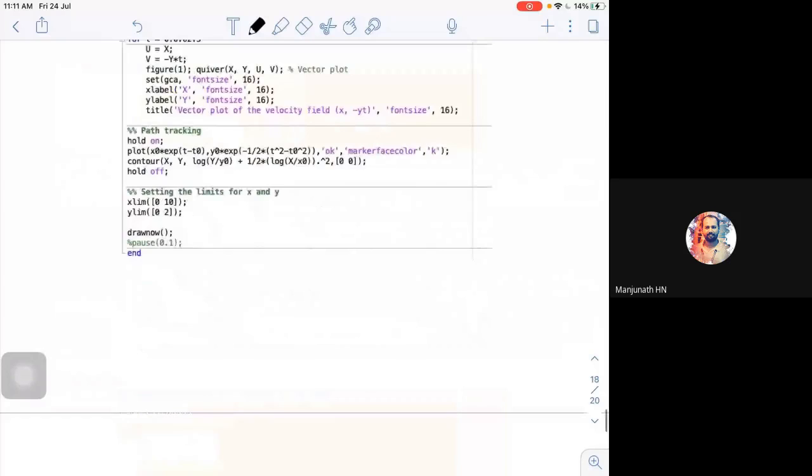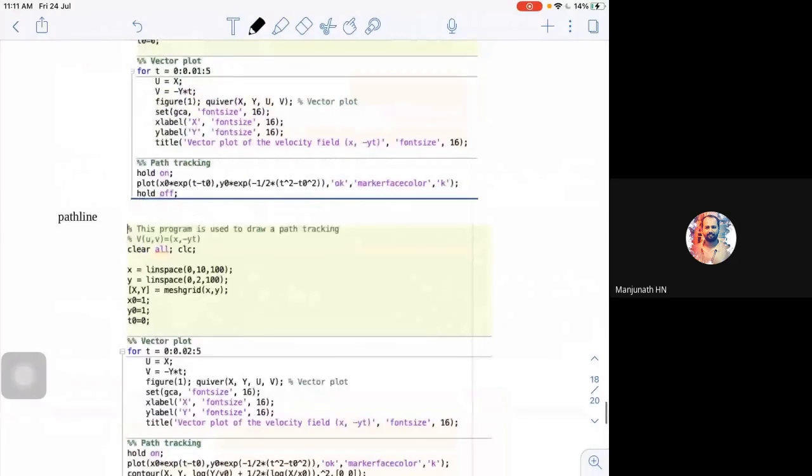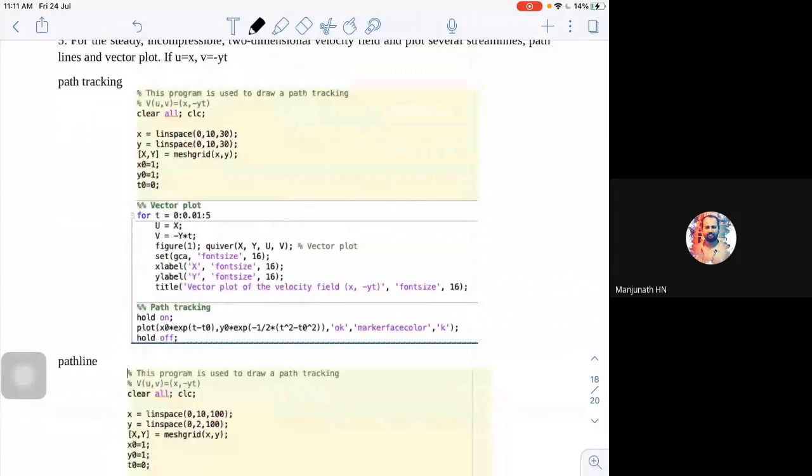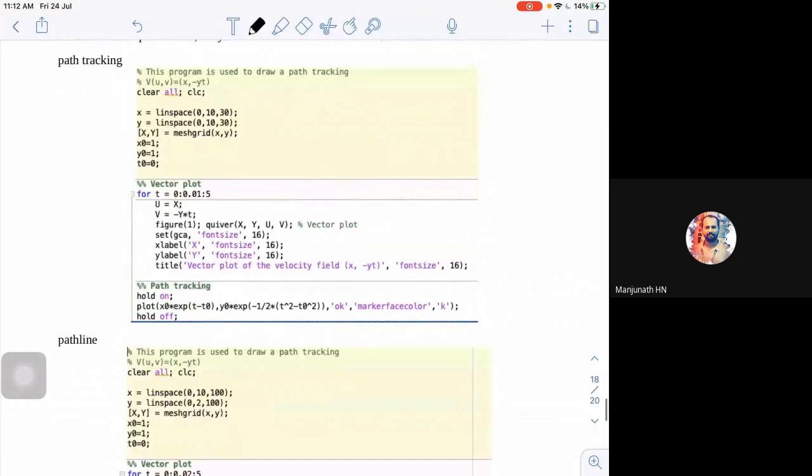For the path tracking, I have a code. Till the vector plot it is the same, because your vector plot is the same. Now, to track the particle, I have to define my initial point. These are the conditions I need to define: at t equal to 0, the condition is x naught, y naught. So these are the conditions.